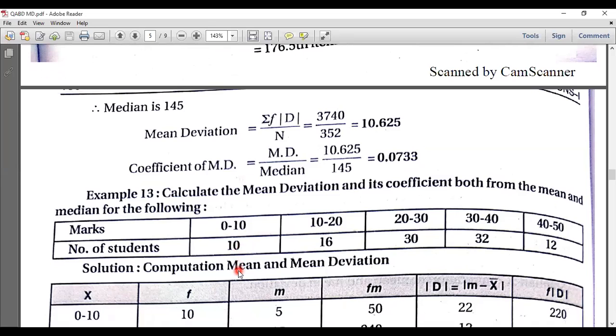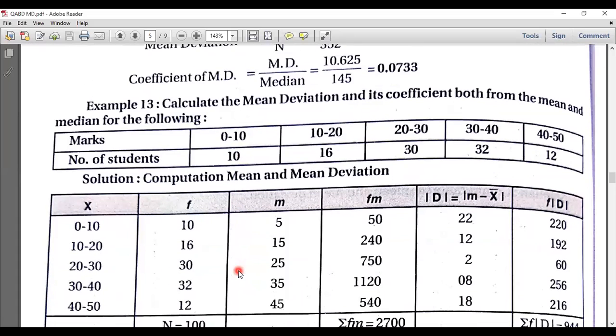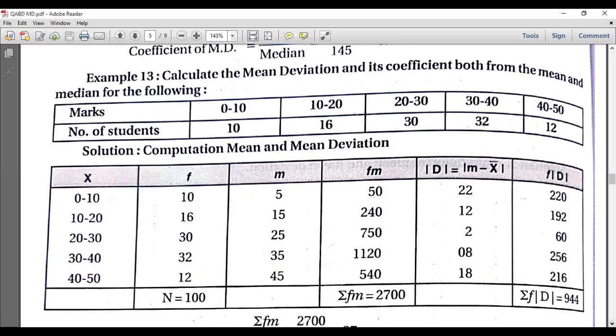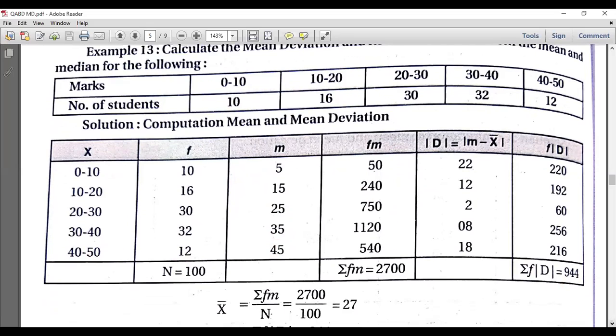First, computation of mean deviation by mean. These are the values they given: 0 to 10, 10 to 20, 20 to 30, 30 to 40, 40 to 50, and we have a frequency. First find out the midpoint here. After finding midpoint, we'll find the FM, because the formula to calculate mean is summation of FM by n. So summation of FM is 2700 divided by 100, we'll get 27.